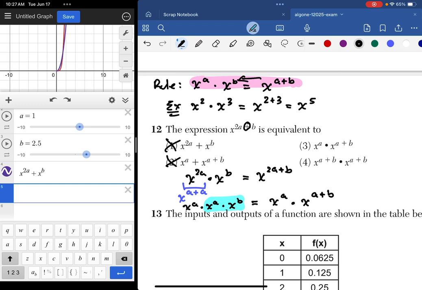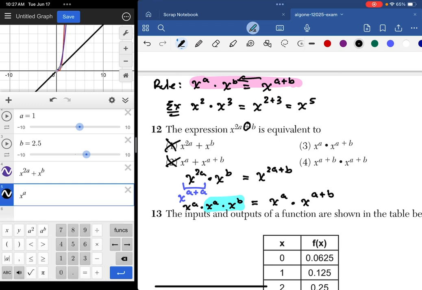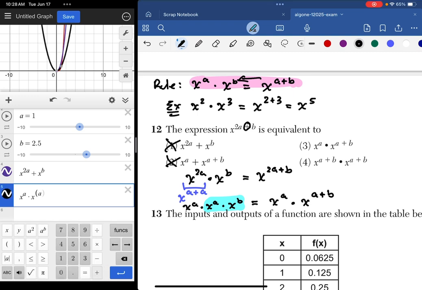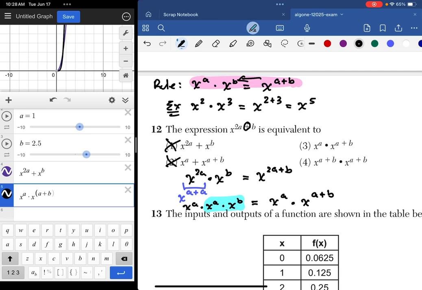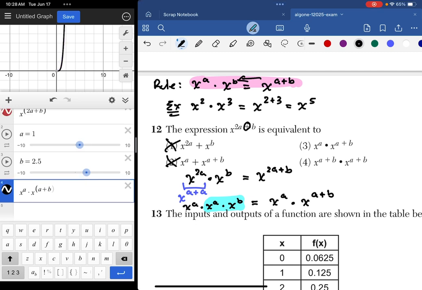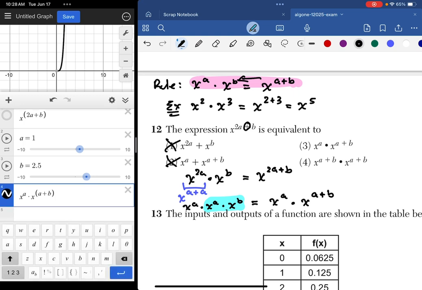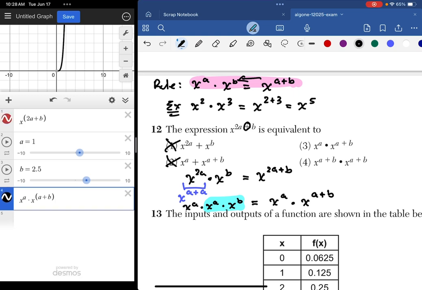So I'll go to choice 3 here, x raised to the a times x raised to the a plus b. Same deal. Let's get some parentheses in there. All right. So this one we knew wasn't right. Now, again, just like what I was saying before, we look at the two graphs and see if they map to the same location. It looks like they do.